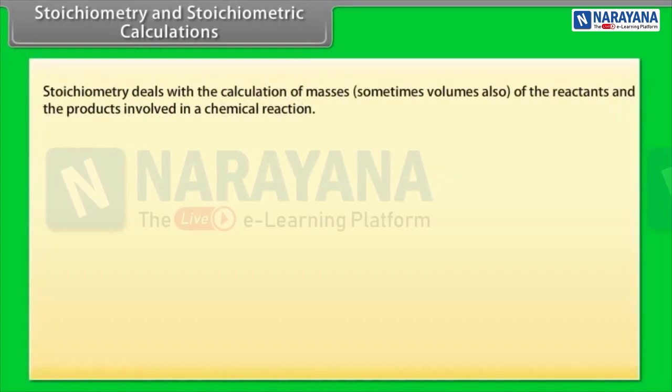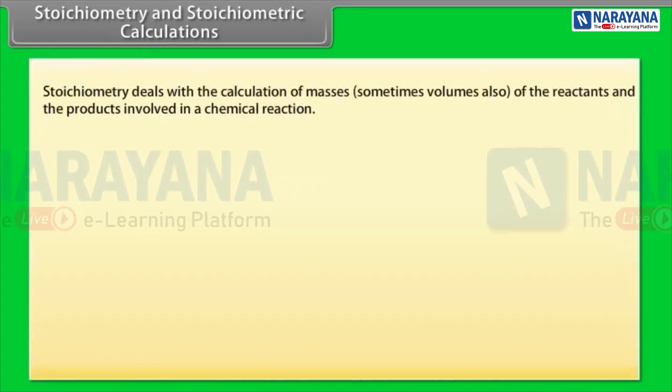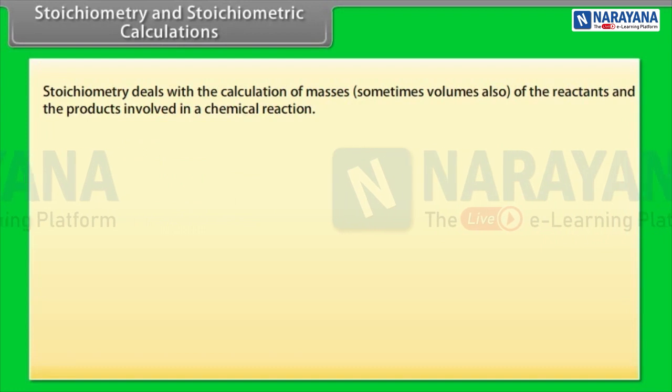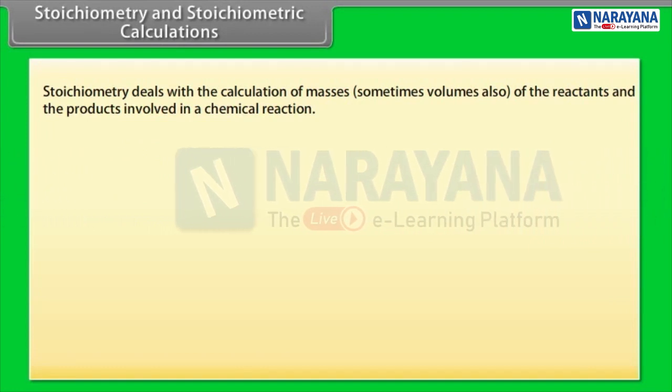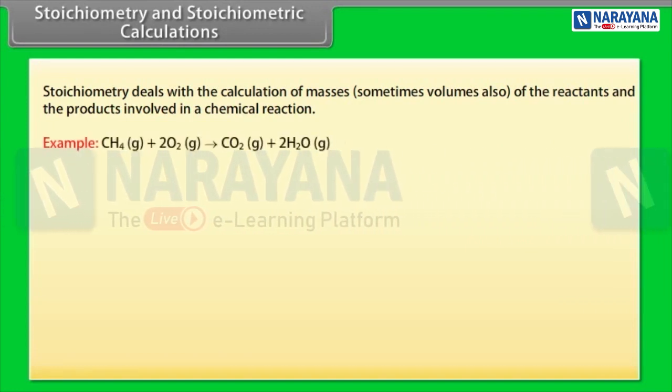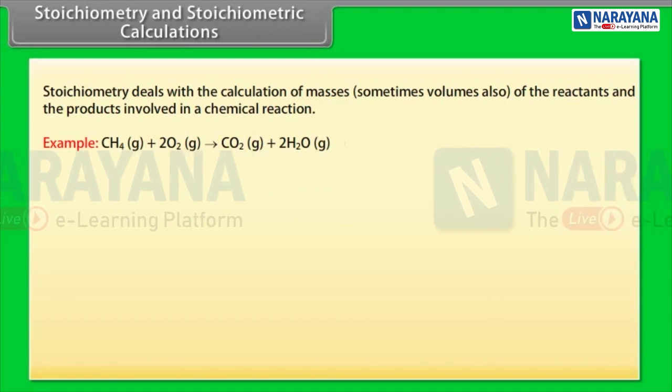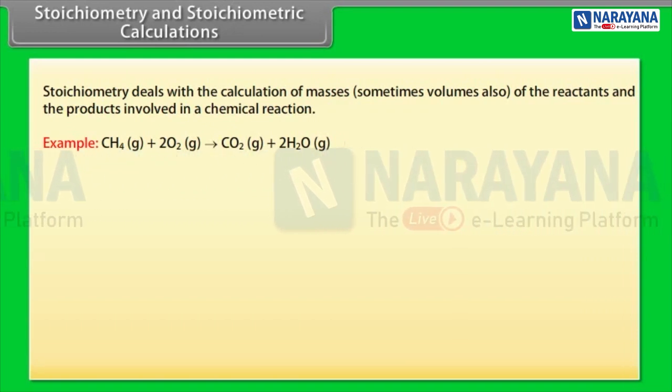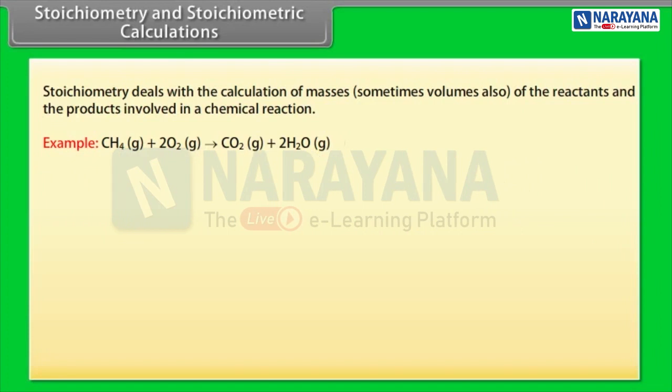Stoichiometry and stoichiometric calculations. Stoichiometry deals with the calculation of masses, sometimes volumes also, of the reactants and the products involved in a chemical reaction. Example, CH4 plus 2O2 gives CO2 plus 2H2O.